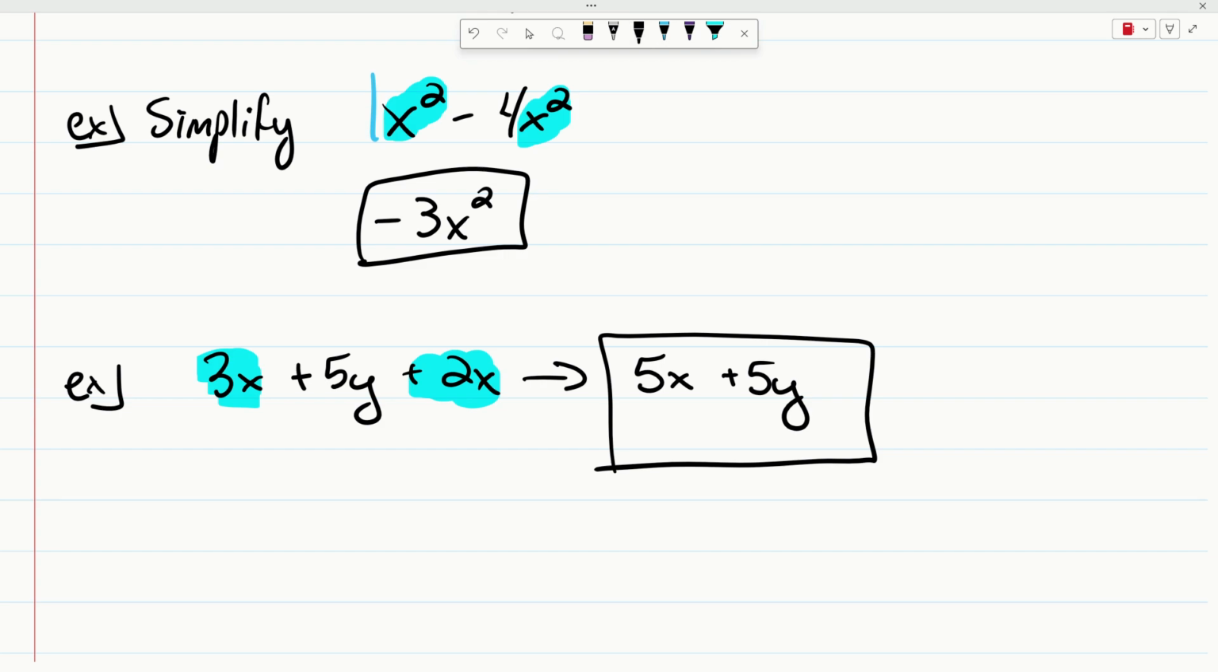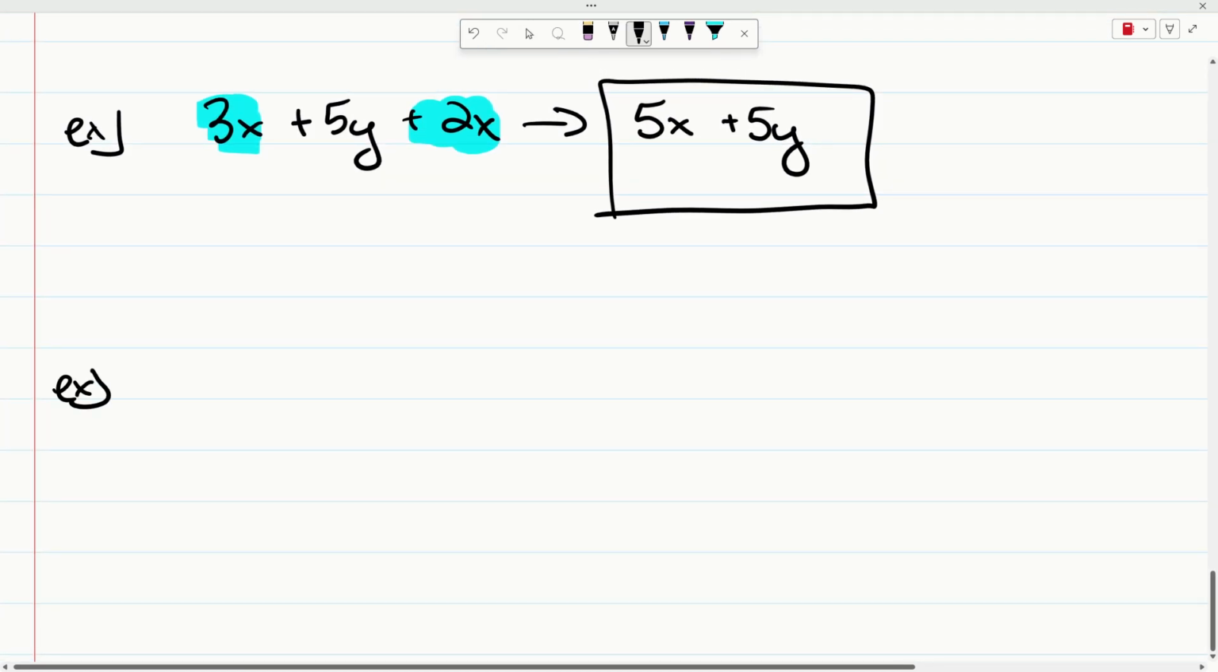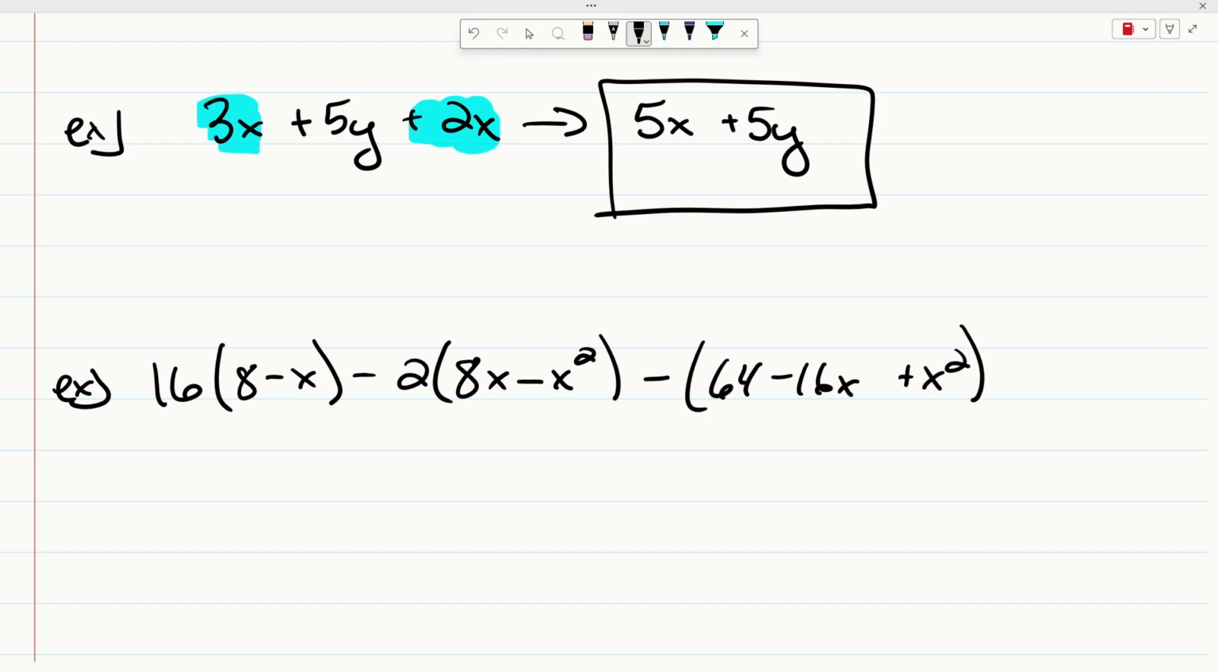Now, sometimes they can get a little bit more complicated. All right. But you just fall back on your algebra. So we could have something like this. 16 times the quantity, 8 minus x, minus 2 times the quantity, 8x minus x squared, minus 64, minus the quantity of 64, minus 16x plus x squared.